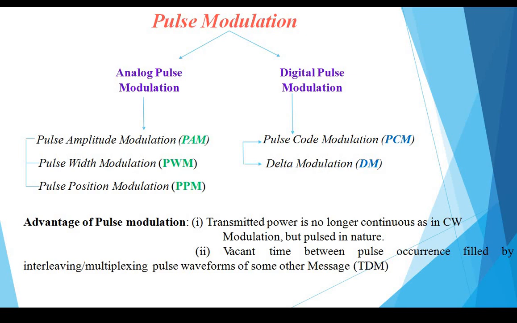So in analog pulse modulation we have three techniques: pulse amplitude modulation, pulse width modulation and pulse position modulation. In digital pulse modulation, we will see pulse code modulation, delta modulation and adaptive delta modulation, that are completely different, that we are going to see in digital communications. So we have these three different modulation techniques used for pulse modulation. Out of that, the very first one is pulse amplitude modulation, that we are going to see in today's class.